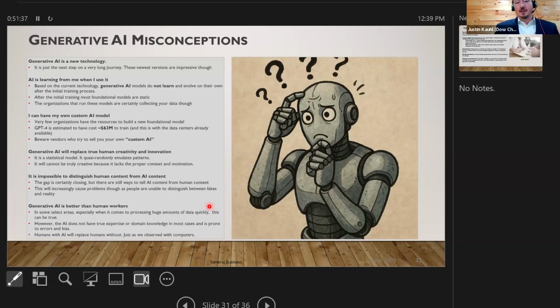And generative AI is better than human workers. This one, in select areas, it's going to be more efficient to use generative AI than it is to use existing processes. But the key thing to keep in mind here is that humans with AI will replace humans without, just like humans with computers replaced humans without computers. So it's just a new tool, and it's more effective.